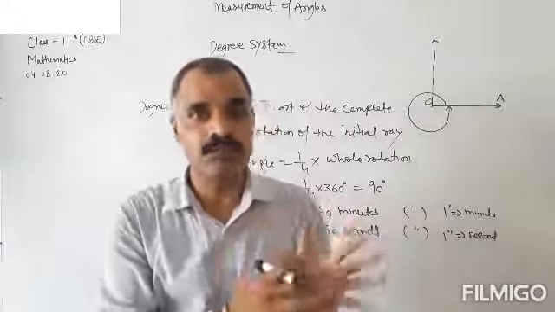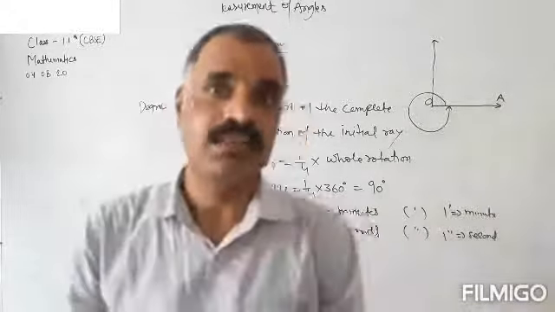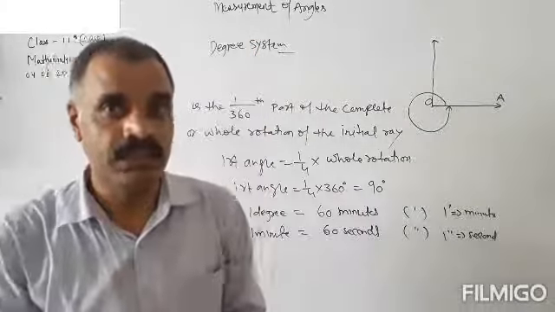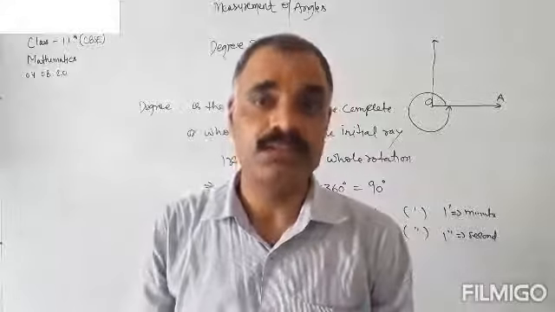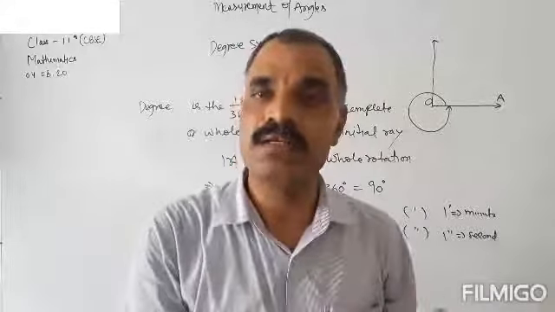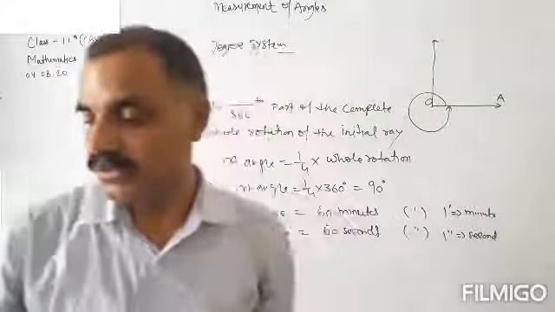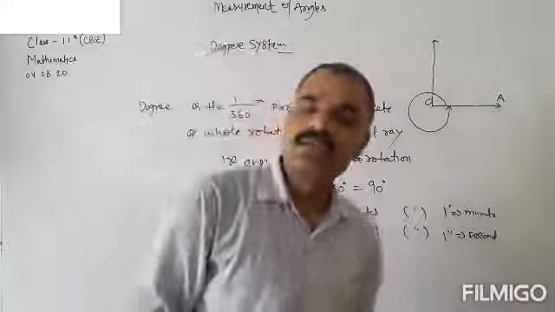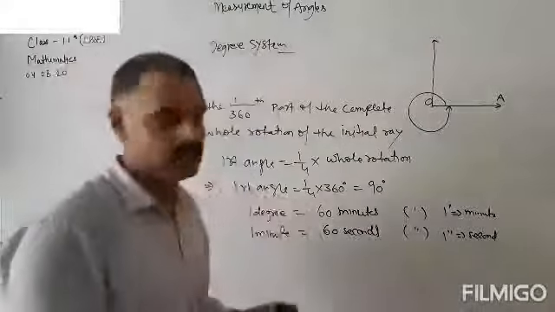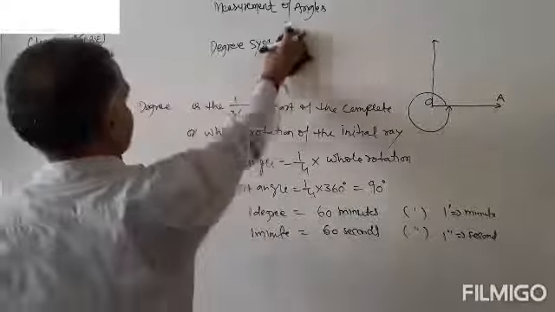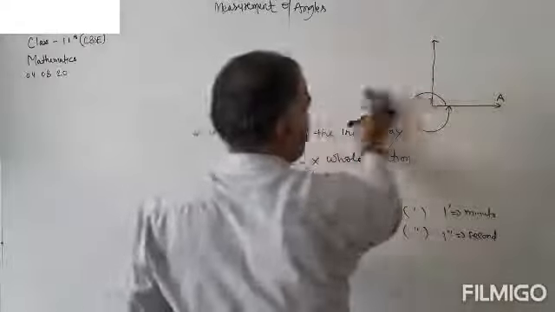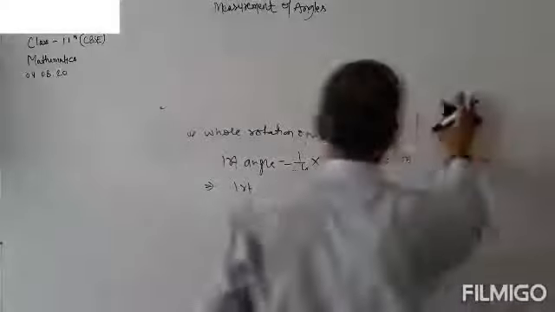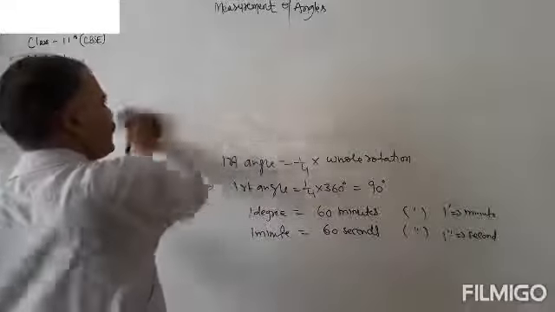This is also said to be the English system of measurement of angle, or the degree system. So this was the first system of measurement of angles. Now the second system of measurement of angle is the radian system.